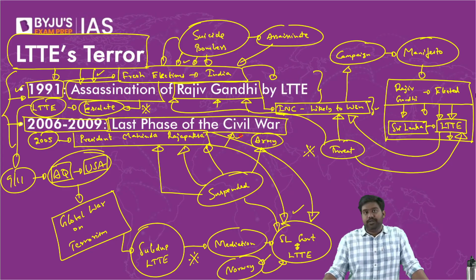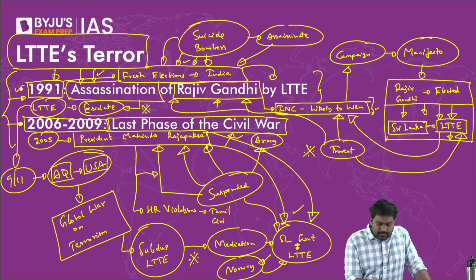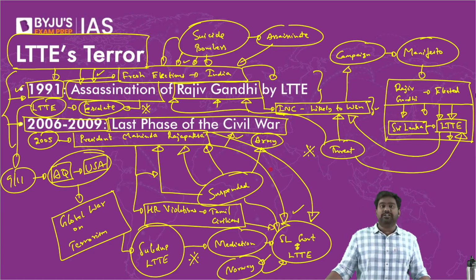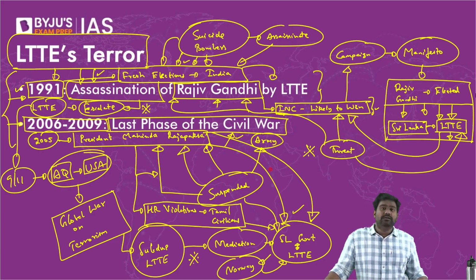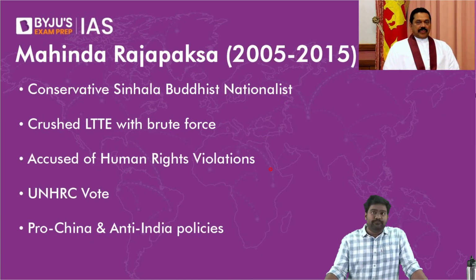But this war had a devastating consequence. The last phase of the civil war under Mahinda Rajapaksa was alleged to have contributed to large-scale human rights violations against Tamil civilians. Very serious allegations came up that the Sri Lankan army under Defense Minister Gotabaya Rajapaksa, the brother of Mahinda Rajapaksa, had committed war crimes, apparently crimes against humanity. So these were very serious allegations, and this became a very challenging, difficult period for India as well.